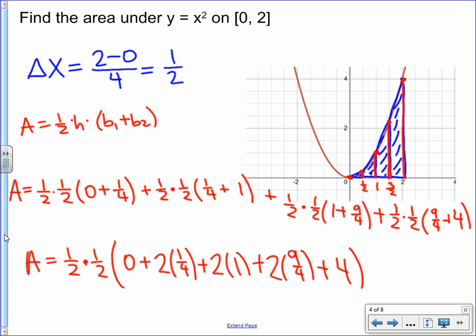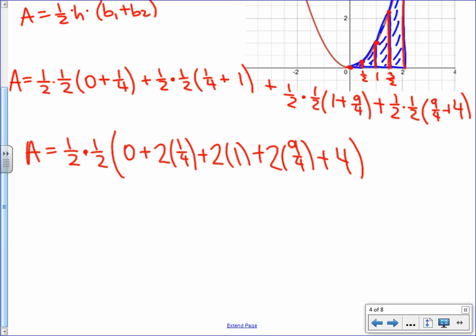So instead of having to write 4 different trapezoid area formulas, we can just write it like this: 1/2 times the height times the sum of all the bases, where our inner bases get counted twice. Yes, the sum of all the bases. The inner ones get counted twice, and the outer ones only get counted once.